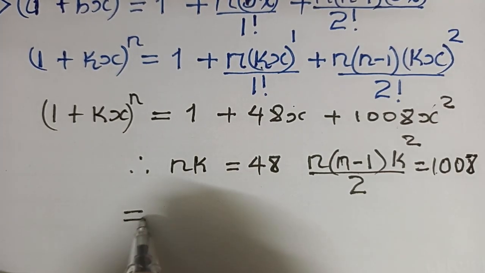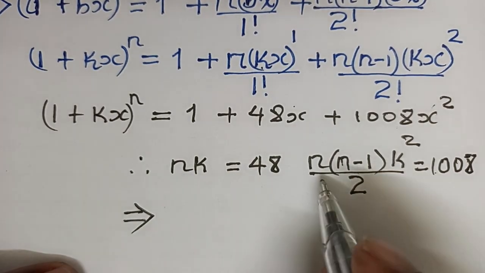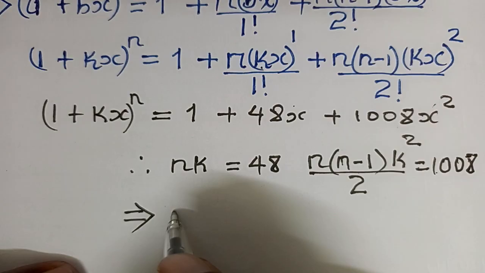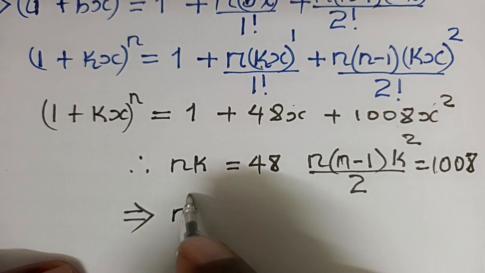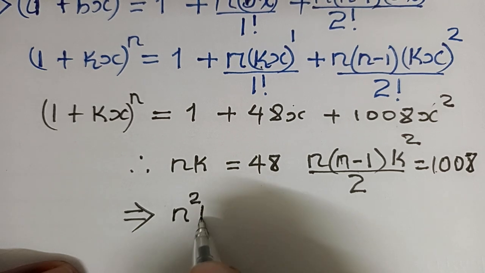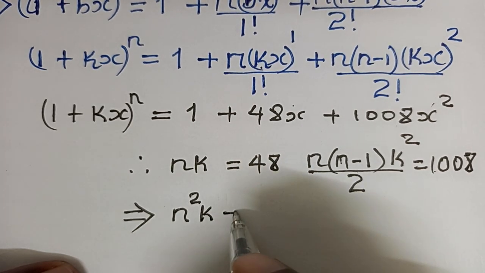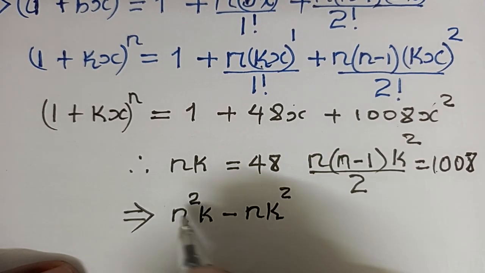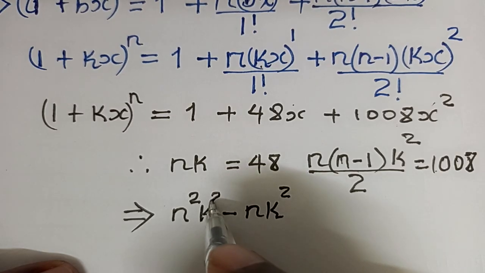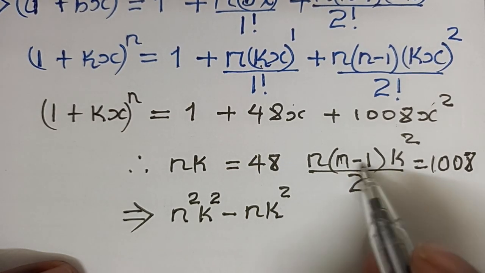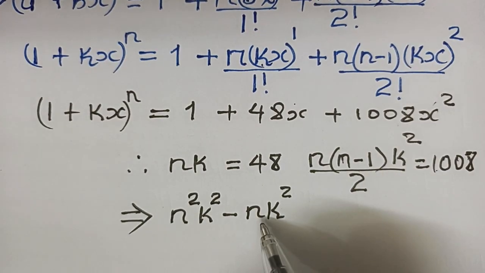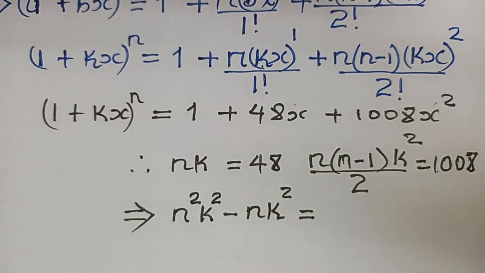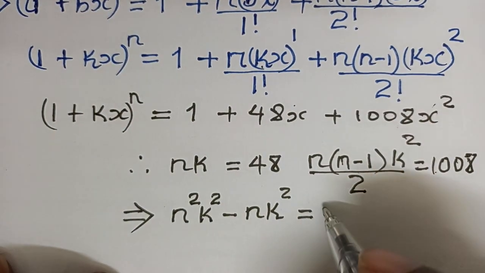And therefore, we can take this number on this other side. So that we now have n squared k squared minus nk squared. This one, the other one, when we now expand that, we get nk squared. This now gives us 108 multiplied by 2. This comes to 216.